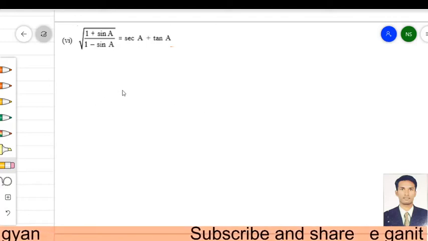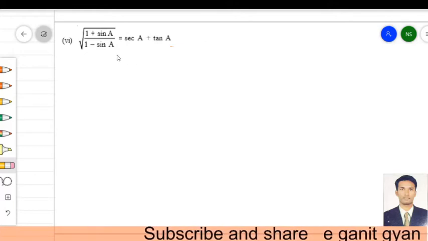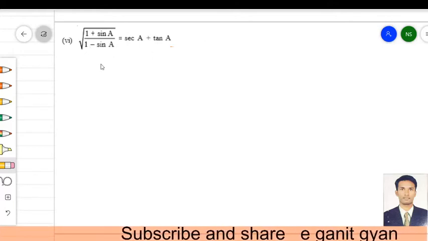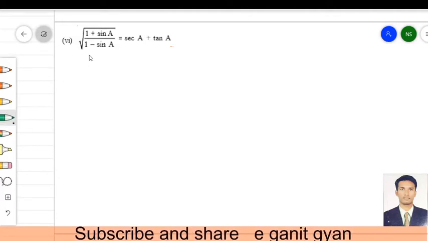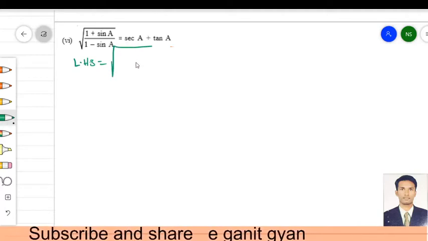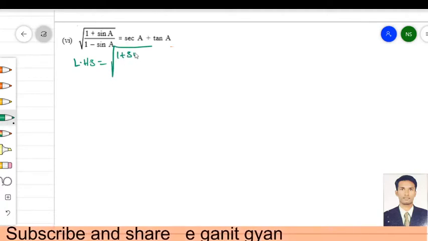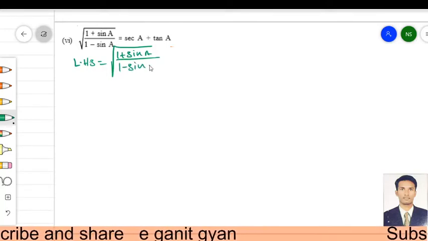Question: under square root, (1 plus sin a) by (1 minus sin a) is equal to secant a plus tan a. So I will prove this one by taking the left hand side, which is equal to under square root (1 plus sin a) divided by (1 minus sin a).